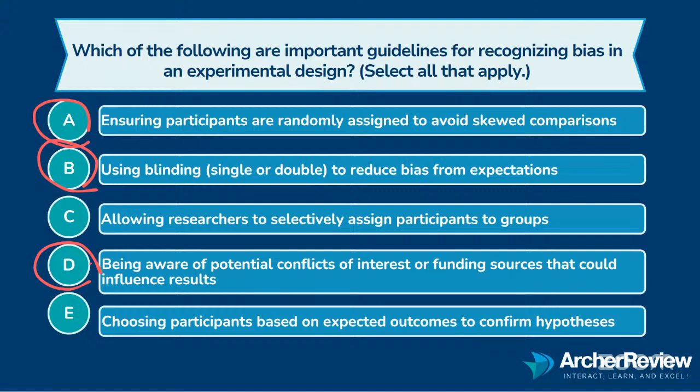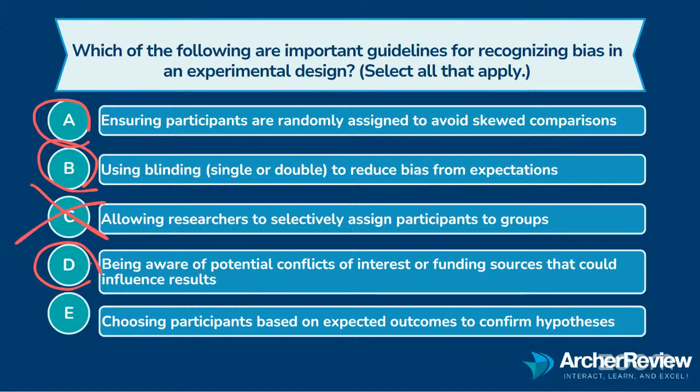All right, so let's take a look at C and E. C, allowing researchers to selectively assign participants to groups. So that goes along with A. We certainly want them randomly assigned because we don't want those researchers choosing who they perceive as the healthiest for their group that's going to receive the treatment. So that makes C incorrect.